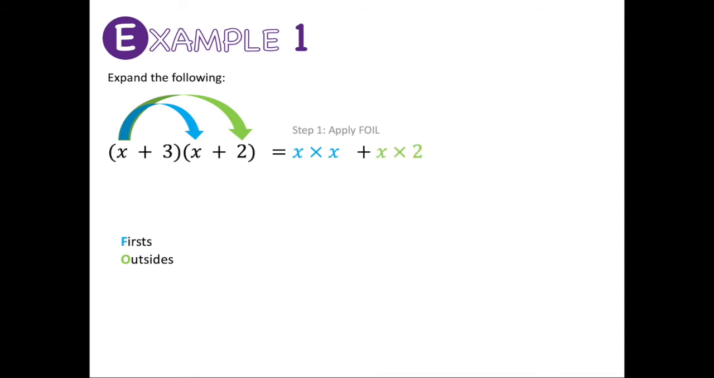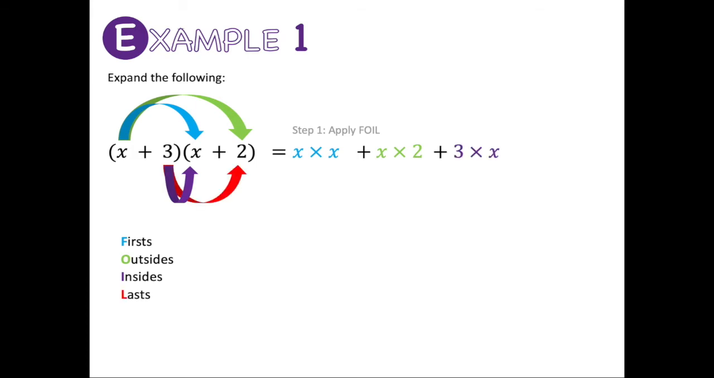In the first example, I want to expand x plus 3, x plus 2. So I'm going to apply the FOIL method and starting off with the first terms. So the first term in each of the bracket is going to be x times x. So then I move on to the outsides. So the outside term in each bracket is going to be x and 2. So it's going to be plus x times 2. Then my inside terms is going to be 3 and x. So plus 3 times x.